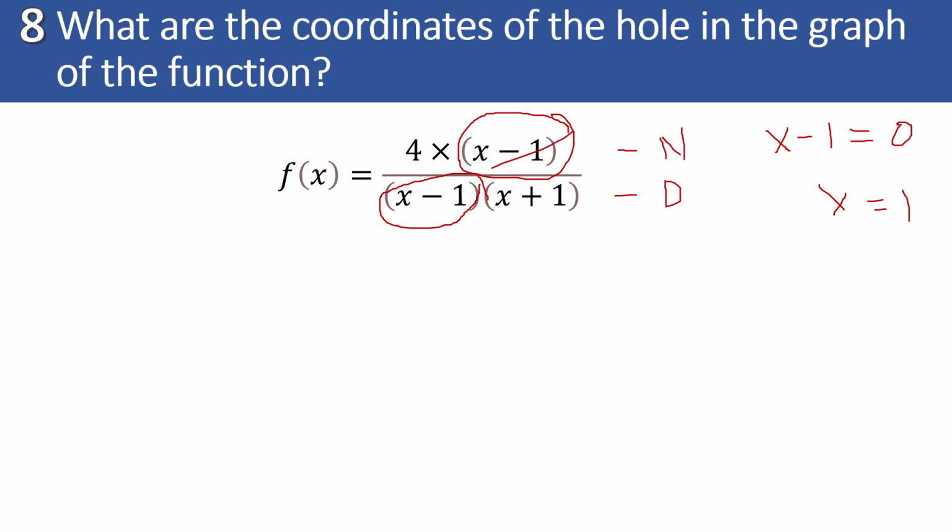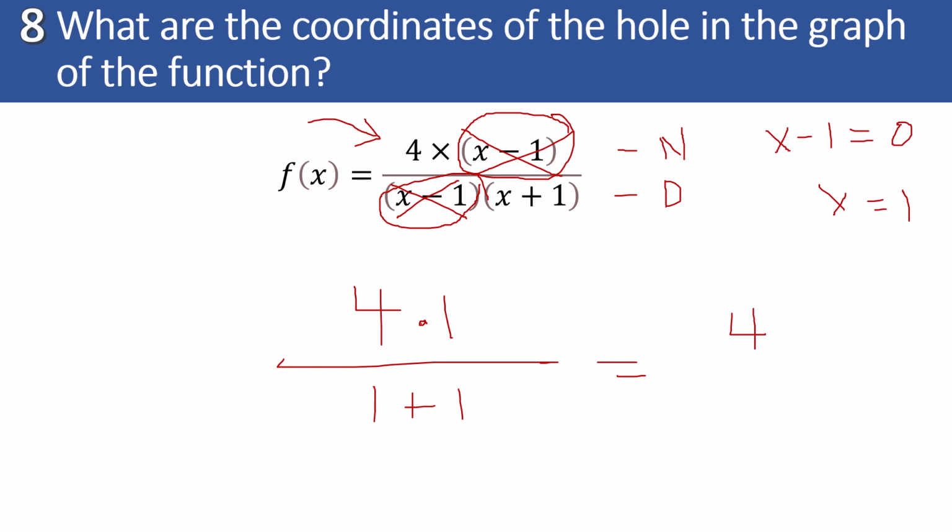So once we've taken that out, set that equal to 0 and solved for x, we're going to put it back into our simplified function. So it's going to be 4 times 1 over 1 plus 1. So that's going to be 4 over 2, or 2. So when x is 1, y is 2. That's where the hole in the graph is.